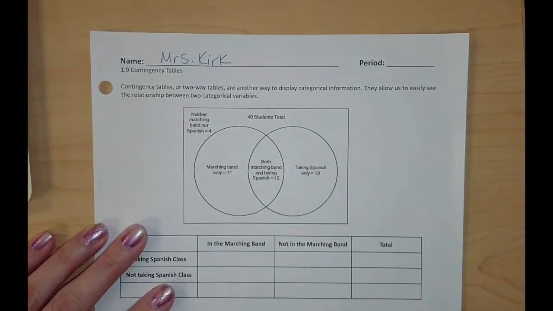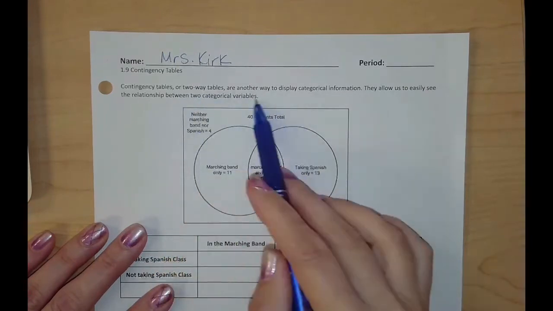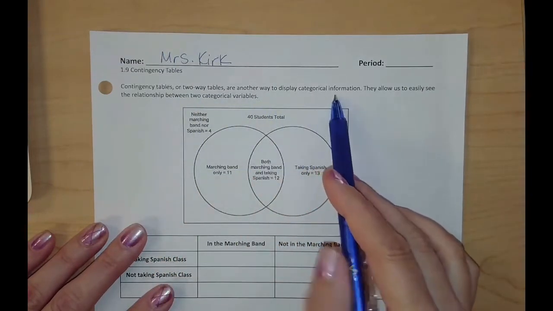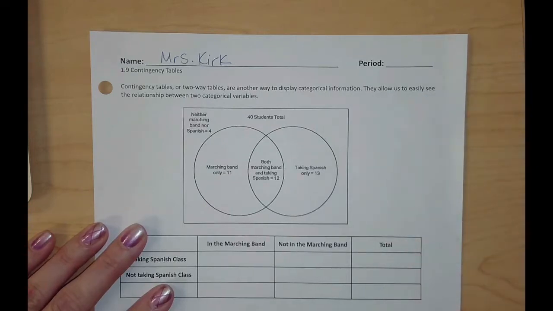We are going to be learning about contingency tables today. Contingency tables, or you may have heard them called two-way tables, are another way to display categorical information. They allow us to easily see the relationship between two categorical variables.